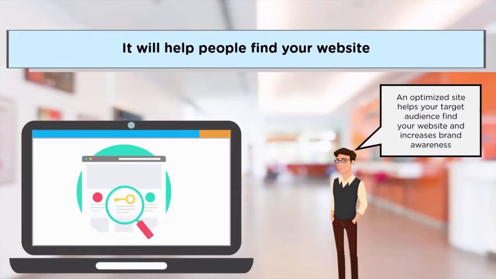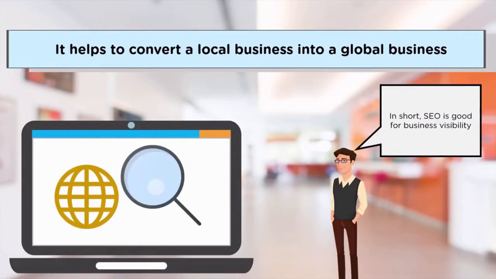So an optimized site helps your target audience find your website and increases brand awareness. So that's the idea. If we can drive traffic to our website from search engines, and multiple traffic, sometimes from the same users, it's going to naturally also increase our brand awareness. People are going to know more about us if we're found in the search engines. And then another benefit here is it helps to convert a local business into a global business. What we mean by that is if we're found in the search engine results, if somebody types in a relevant keyword and our content shows up in the search engine results on Google or Baidu or Bing or any search engine, ideally our business can be found all over the world. Our content can be found all over the world.